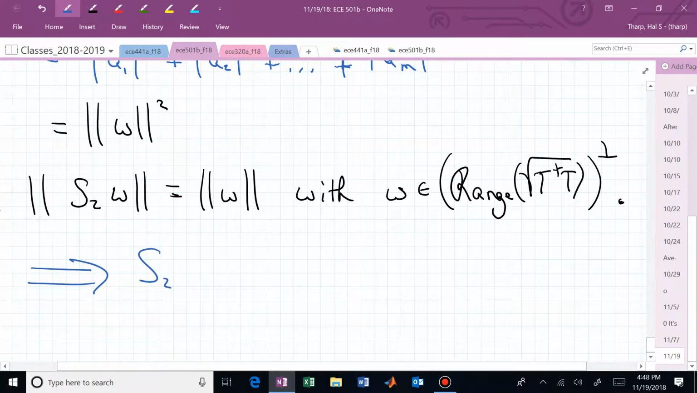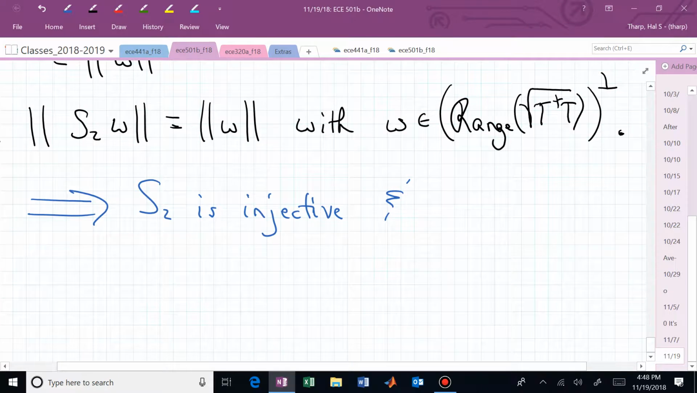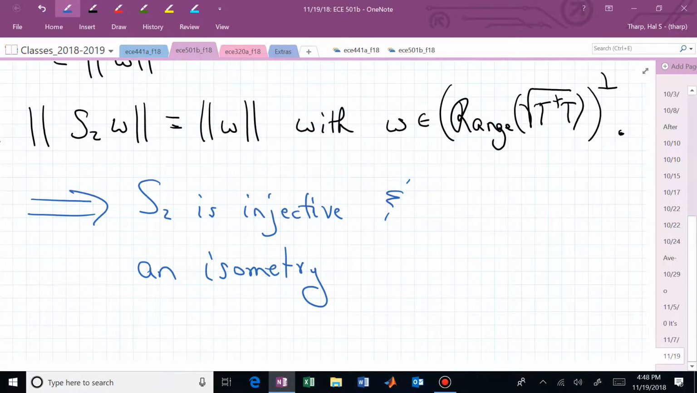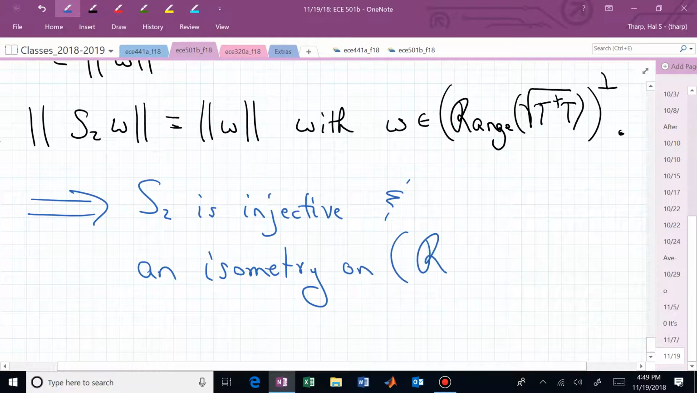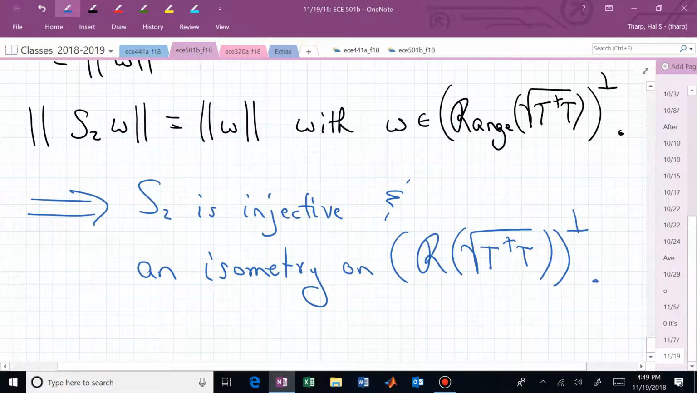S sub 2 is injective and an isometry on this restricted subspace, the orthogonal complement of the range of the positive square root of T dagger T.